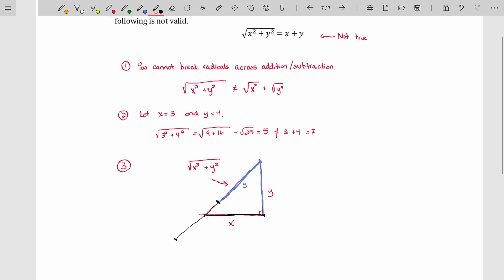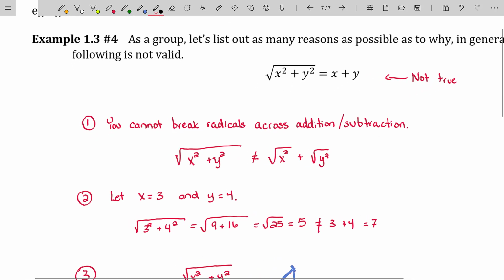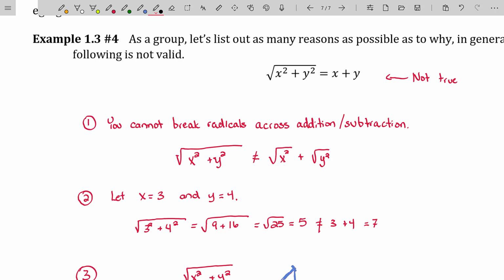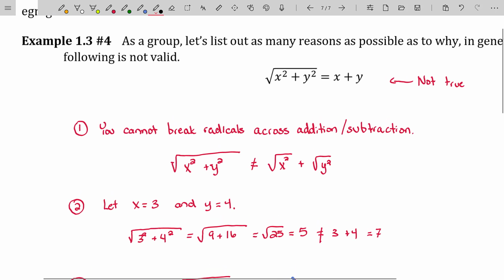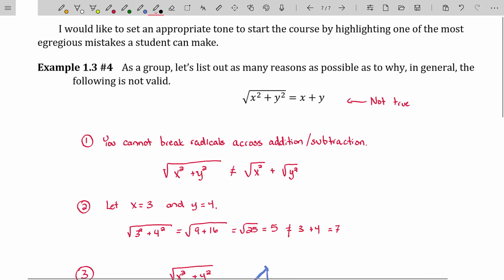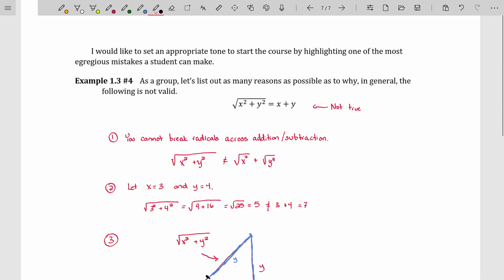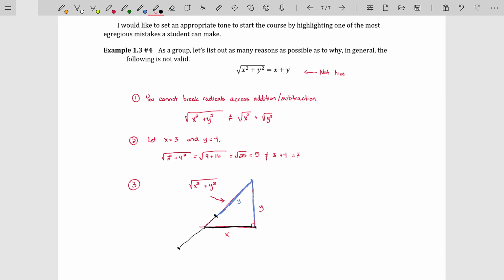Now, there are several other ways to showcase that this cannot be true in all cases. Most of them boil down to the first two here. You can't break radicals across addition and subtraction, and also you can provide a counterexample where this is not true. However, I would love to see in the comments if somebody has an idea of why this is not another reason why this cannot be true. There are some really creative ways to showcase this, but anyhow, these are just some of them. And I like this idea of asking, why do you think this is not true, and having you answer.